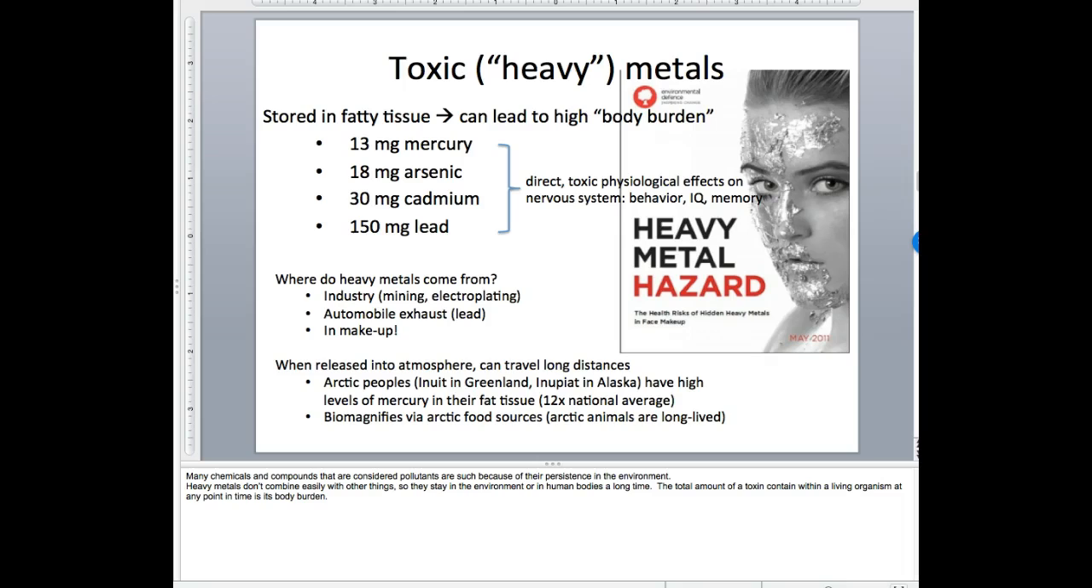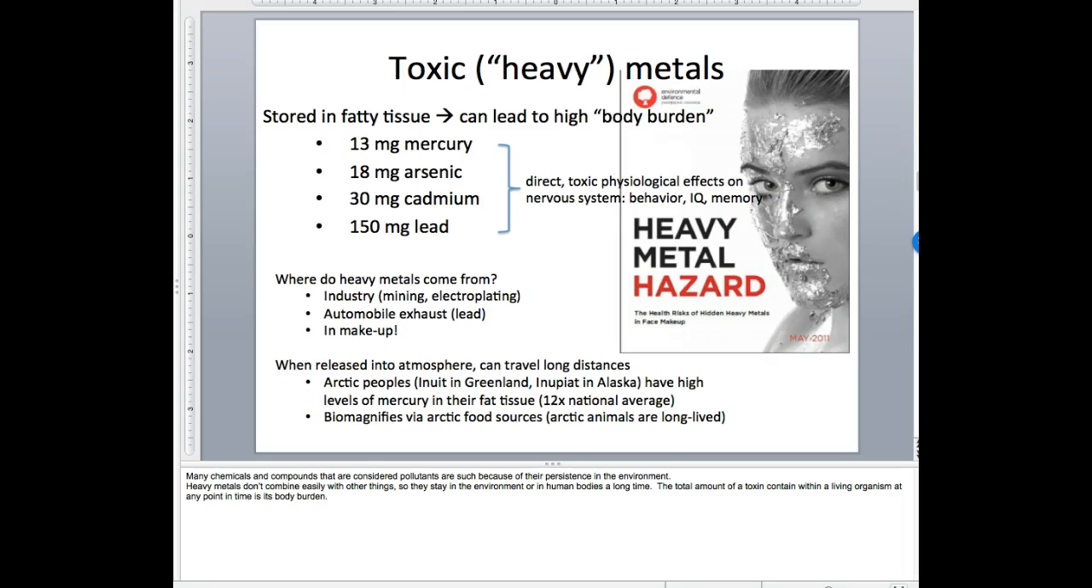They typically come from industry, automobile exhaust, particularly when we used to use leaded gas, which they still use in many tropical countries. And believe it or not, many of them are found in makeup. So be aware of that, ladies, when you're buying makeup. Check the label and see if you can identify mercury, arsenic, cadmium, lead in your makeup that you're directly putting on your skin.